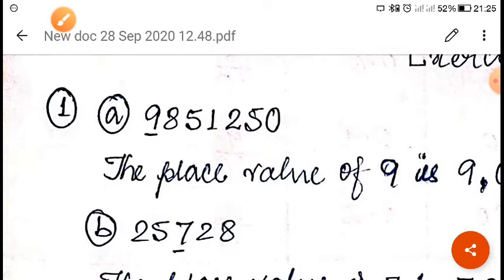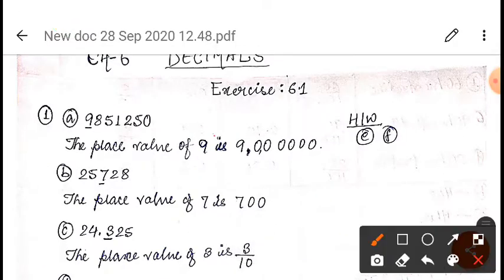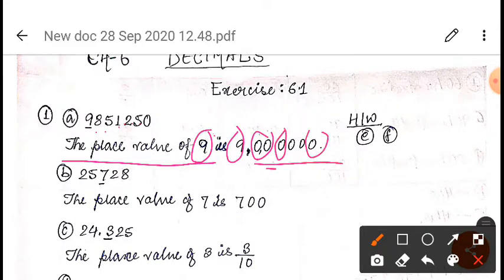So we write 9, and after that 9 there are 6 digits, so we give 6 zeros. I hope you have understood this. It is very simple.